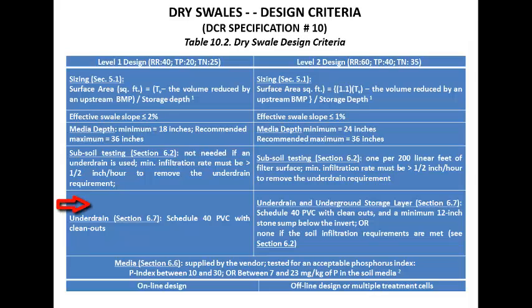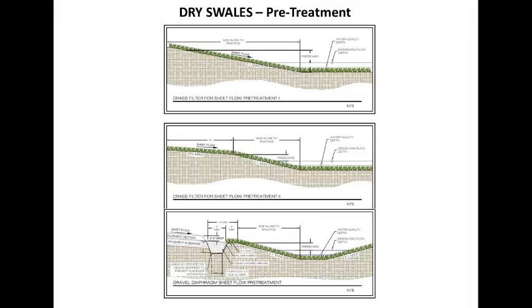Underdrains are provided in dry swales to ensure that they drain properly after storms. The minimum diameter of an underdrain should be 6 inches. It should be encased in a 12-inch deep gravel bed. Pre-treatment for a dry conveyance swale is in the form of a minimum 10 feet wide grass filter strip.